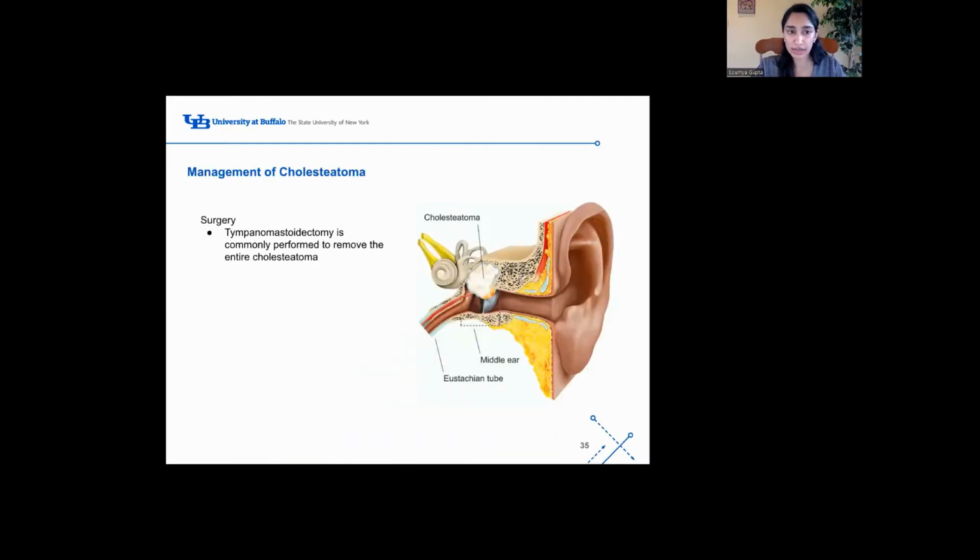Management is surgery. The type of surgery performed depends on the location of the cholesteatoma and how much involvement there is of the tympanic membrane and other structures. But usually the most commonly performed one is a tympanomastoidectomy to remove the entire cholesteatoma.